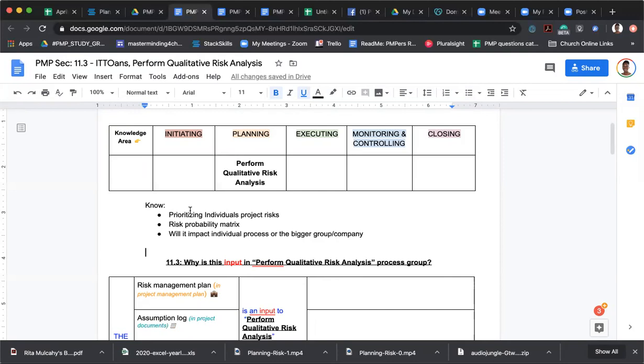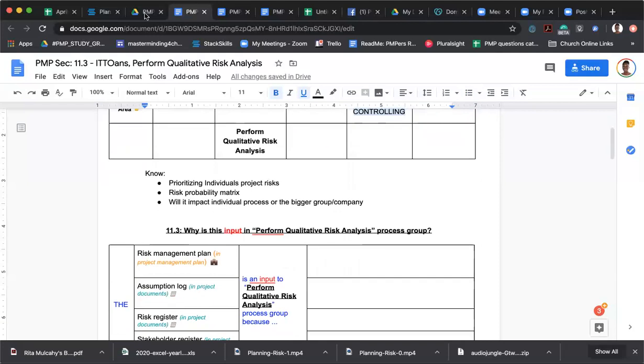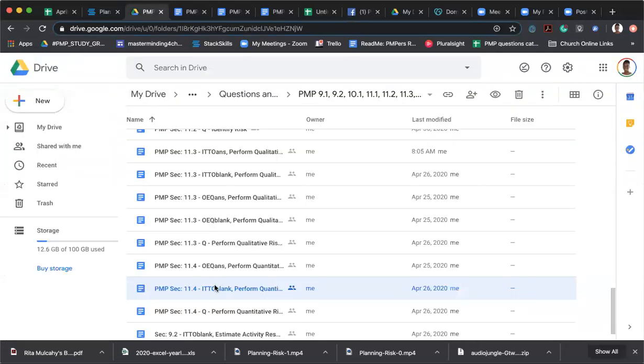The benefit of this process is that it focuses efforts on high priority risk. This process is performed throughout the project. All right, inputs. So why would the risk management plan be in here? The plan will talk about, and this is what we did yesterday, so you have clarity on the background.